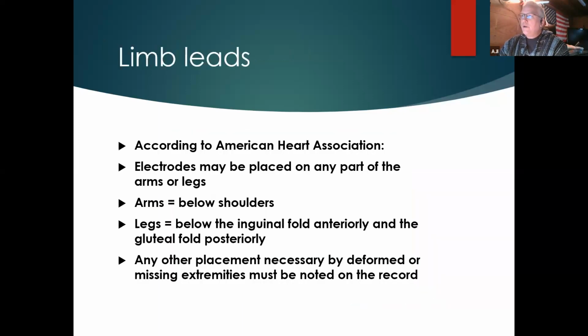Lower limb leads, there we go, the limb leads. According to the American Heart Association, electrodes may be placed on any part of the arms or the legs. On the arms, they need to be below the shoulders. That includes the deltoid, forearms, bicep, as long as you have a good conductible area. On the legs, they need to be below the inguinal fold anteriorly and the gluteal fold posteriorly.